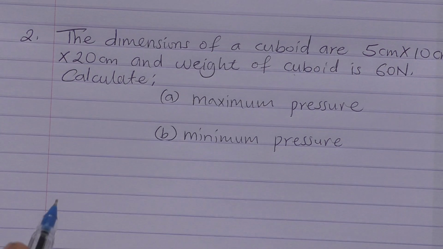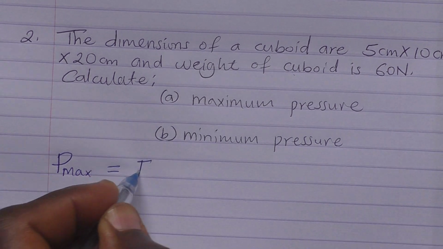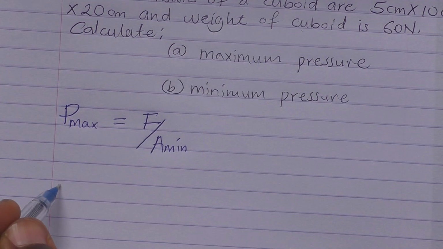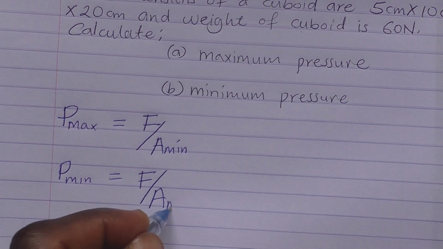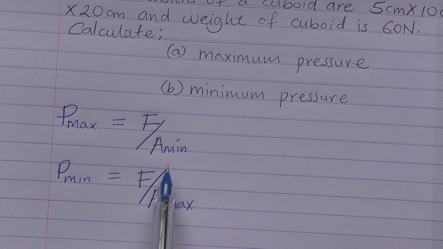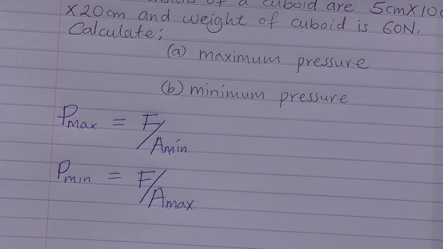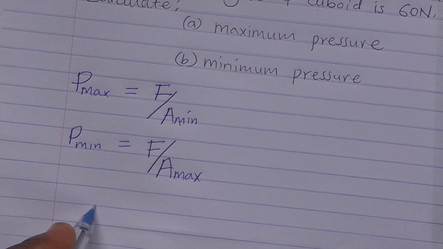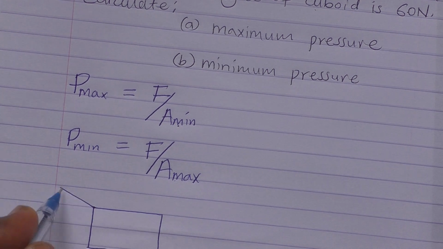But don't forget that maximum pressure is given as the force over minimum area, whereas minimum pressure is given as force over maximum area. And that means that we need to first get the minimum area and maximum area. Good enough, we are given the dimensions. Let's try to sketch a cuboid and then indicate the dimensions.